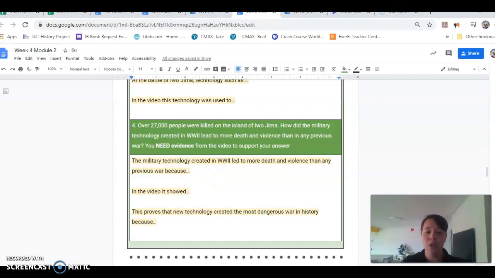Think about what they had in World War II that they didn't have in World War I and subsequent wars before that. We see a lot of airplanes. We see tanks have increased. The guns have been much improved. Later at the end of the war, we will see that there's an atomic bomb. So how does the technology that we currently have in World War II, so from 1939 to 1945, lead to more deaths and violence? What about it?